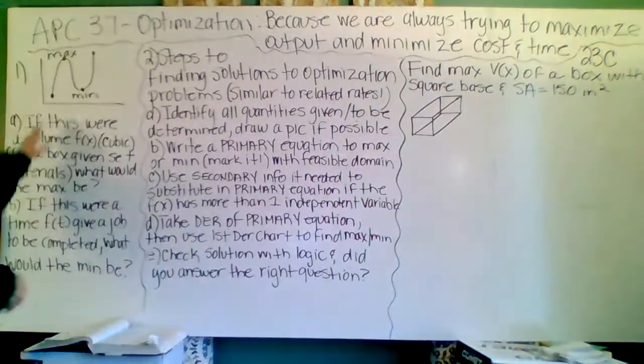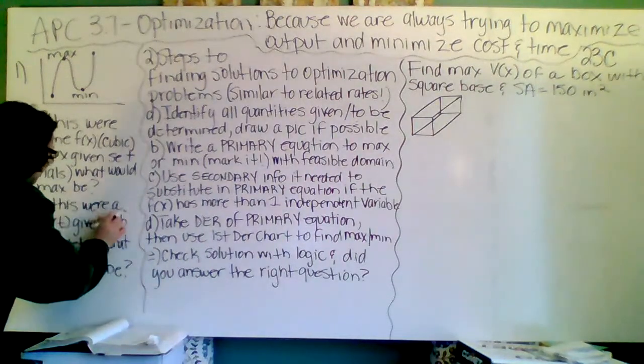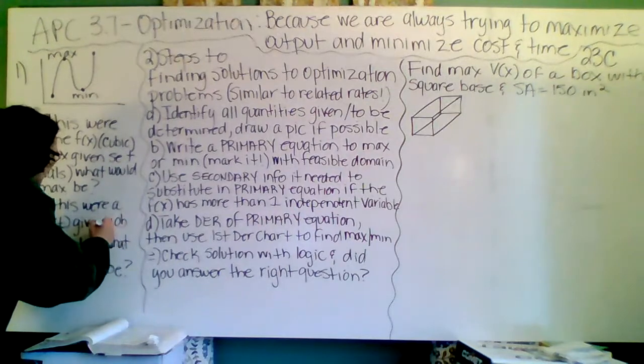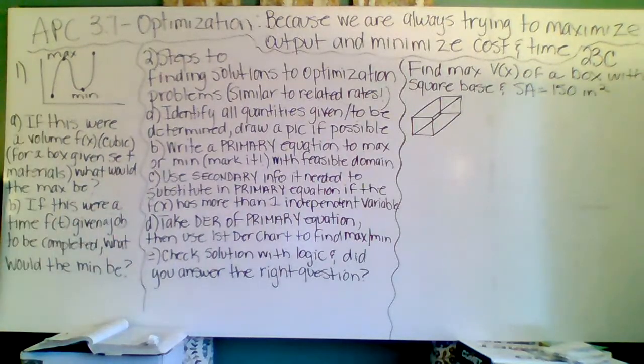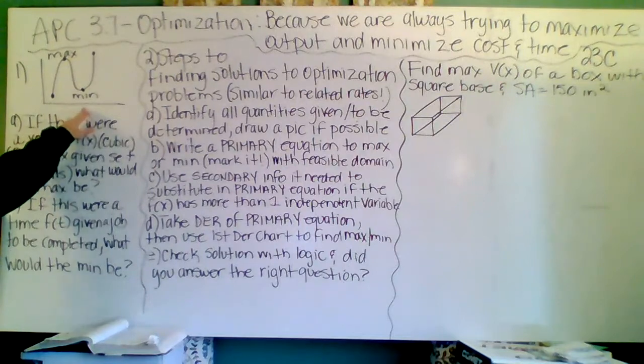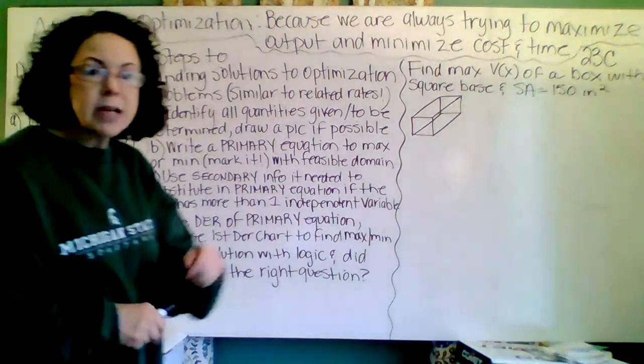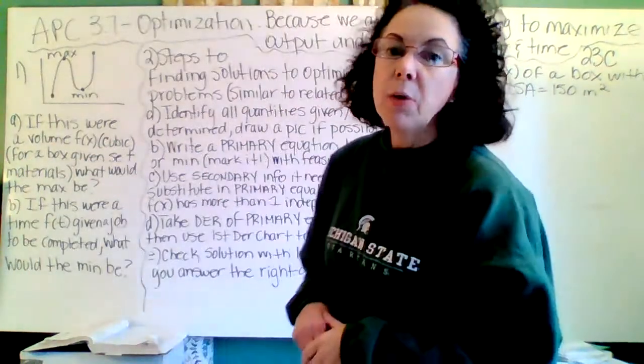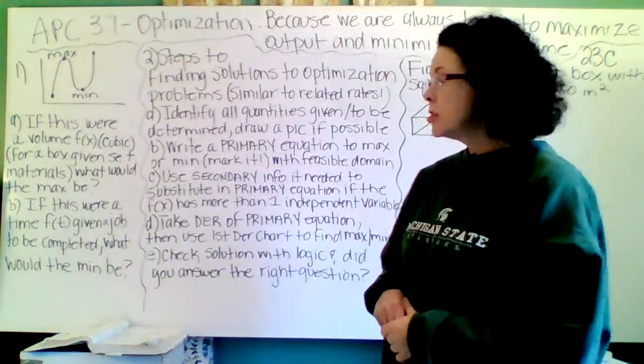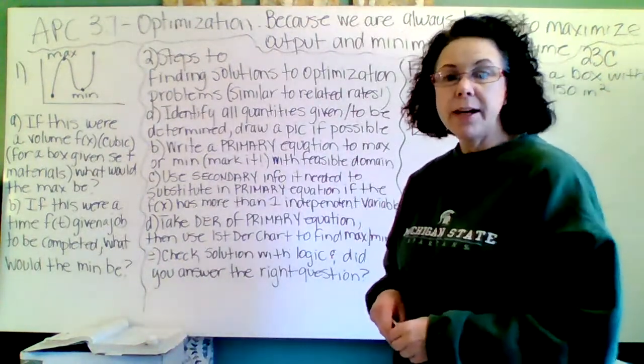What if this were a time function in a cubic shape? Given a job to be completed, what would the minimum be? That would be the minimum time it takes to do the job, which would save us time and money, which is a point that we really might want to know.